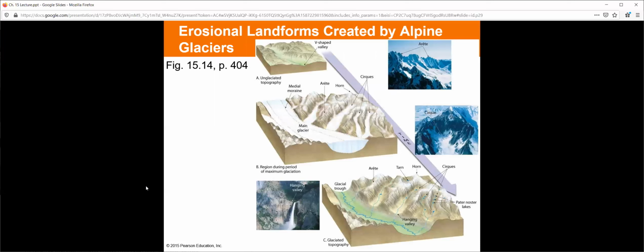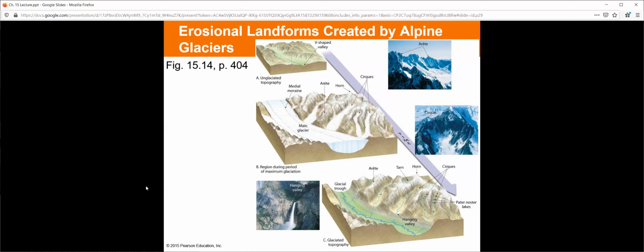So we have a V-shaped valley in unglaciated topography. As time goes by, a glacier comes down into that valley. And what happens? The glacier, when it then recedes, creates this large glacial trough, as shown in C, down below, and essentially took the rather sharp cut of the river in the unglaciated part and narrowed everything out.